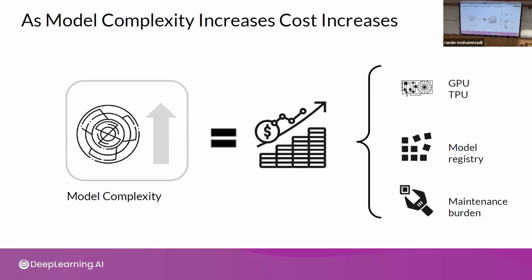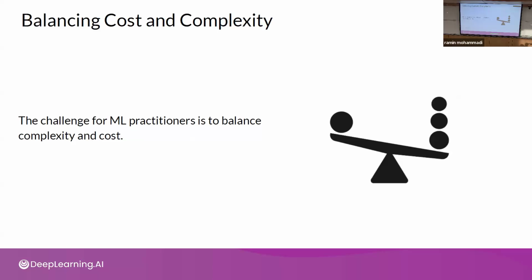Now, when the model complexity goes up, you need something like GPU, TPU. You need some sort of model registry cost for saving this model, especially larger models. And the more complex the model, the higher the maintenance, right? So it becomes more difficult. And your goal is to basically find some sort of balance between all of this.